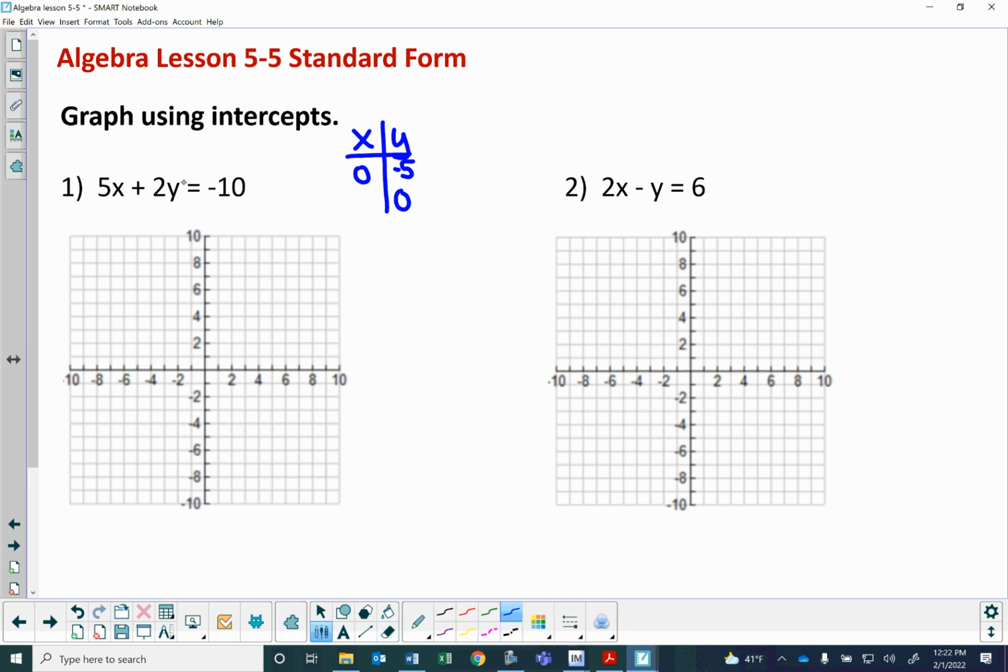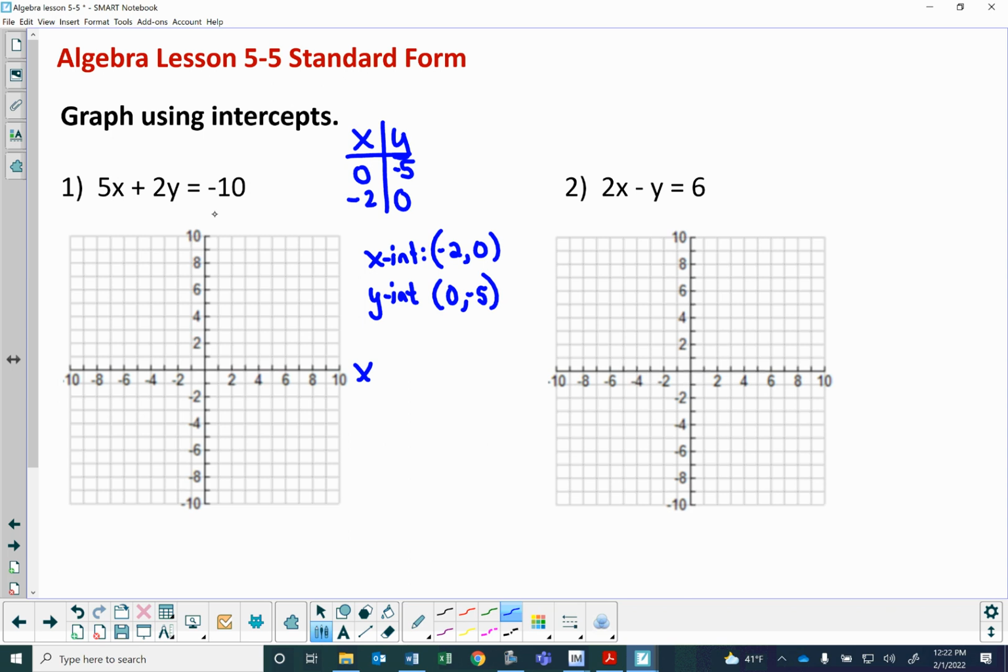If y equals 0, that means y goes away. And I have 5x equals negative 10. Negative 10 divided by 5 is negative 2. So my x-intercept is negative 2, 0. And my y-intercept is 0, negative 5. So I'm going to plot those 2 points. Those are the 2 points I'm going to plot on my graph.